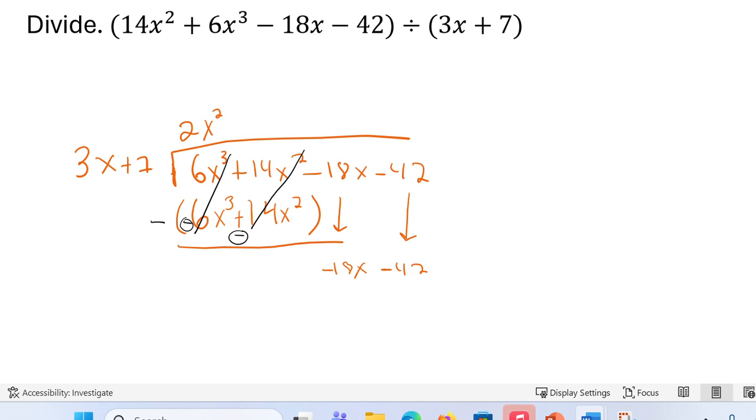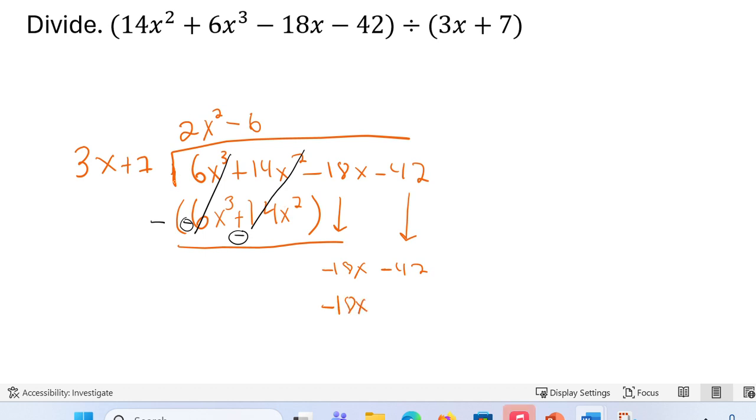And then I need to ask myself, 3 times what gives me negative 18? That will be negative 6. I already have an x, so I don't need to worry about multiplying by an x. And this is where I made the mistake in the other video that I had to redo. Anyways, moving on. So we have negative 6 times 3x, which is going to give me negative 18x.